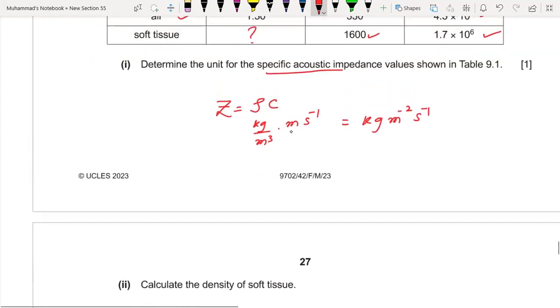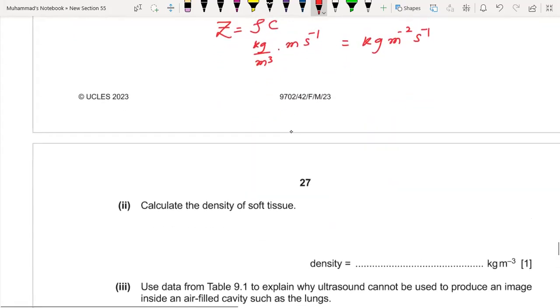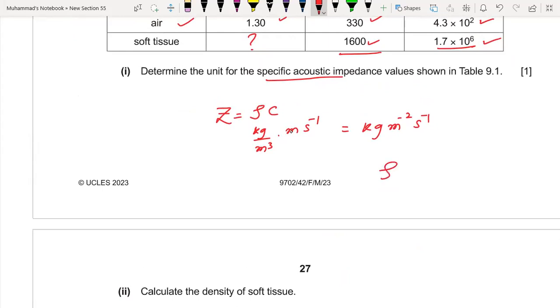Calculate the density of the soft tissue. For the soft tissue, you know specific acoustic impedance and speed of ultrasound, and you have to find density. Density for the soft tissue will be Z over C. For the soft tissue, Z is 1.7 into 10 to the power 6, and speed over here is 1600, the speed of ultrasound in that medium. So the density will be 1100 kg per meter cube.